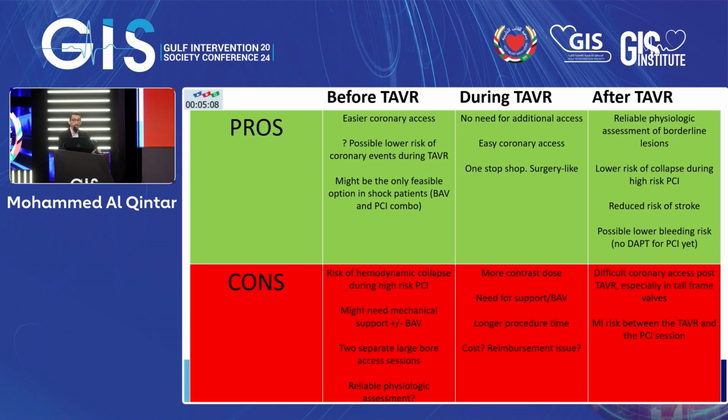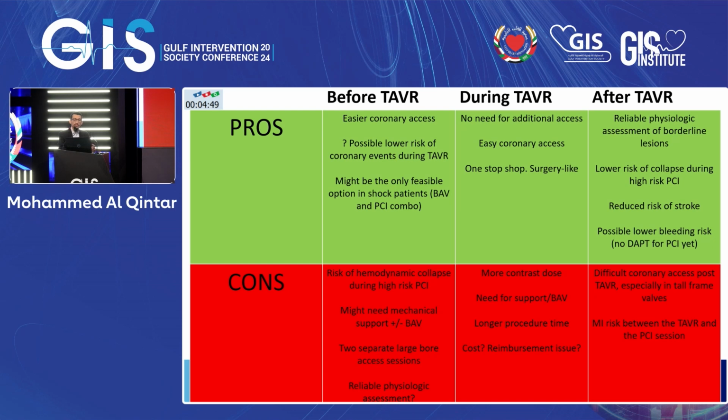During TAVR, obviously you have access, so you can do it. It's easy coronary access. It's a one-stop shop. The cons, you're going to use more contrast and have a longer procedure time. In the US, it's very hard to do because reimbursement is an issue. You'll be reimbursed only for one procedure. The Middle East is probably a little easier to do.